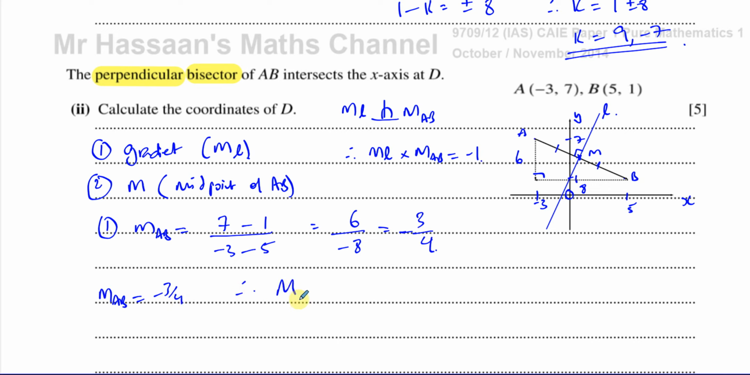So the gradient of our line, which I've called L, is going to be the negative reciprocal. So it's going to be +4/3. So you turn it upside down and change its sign.